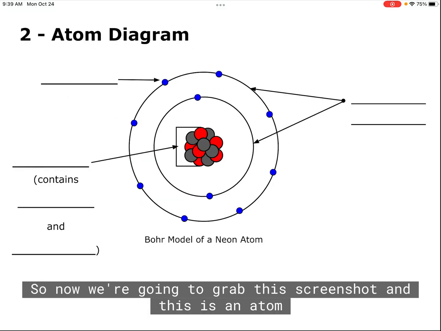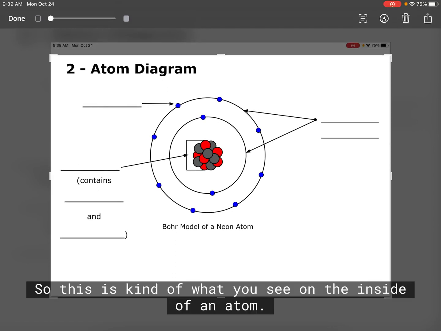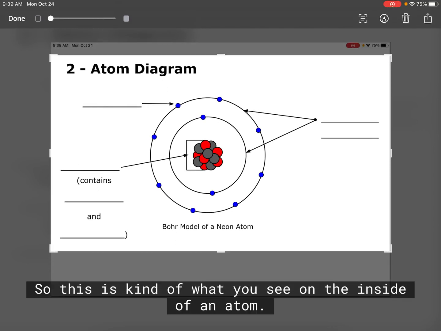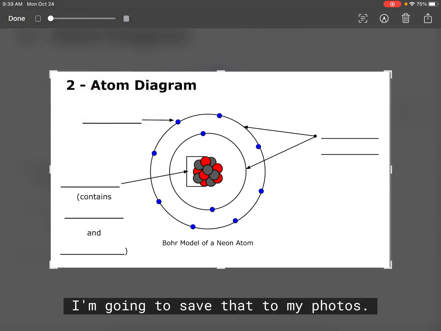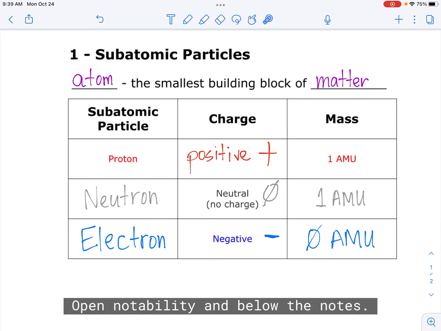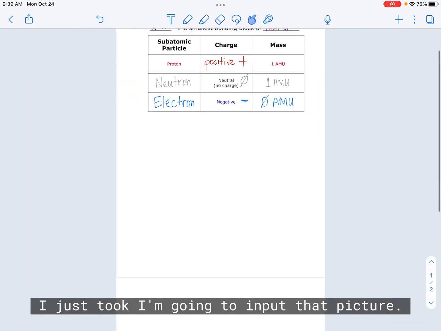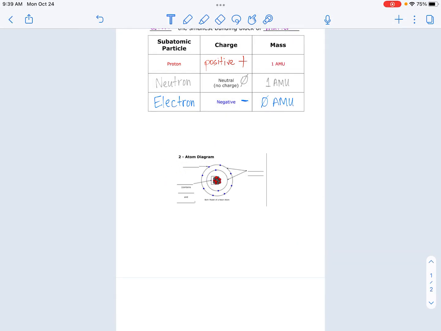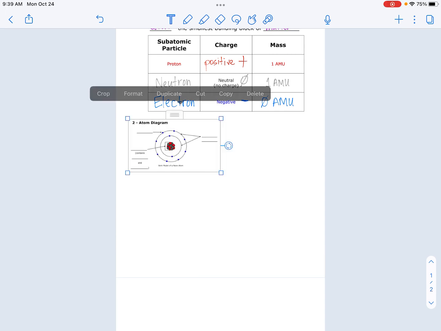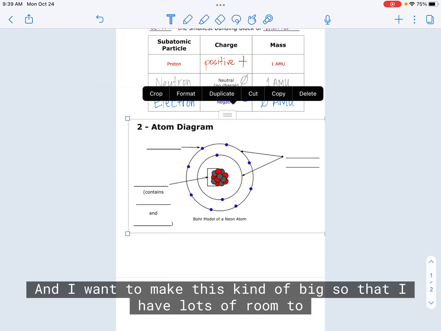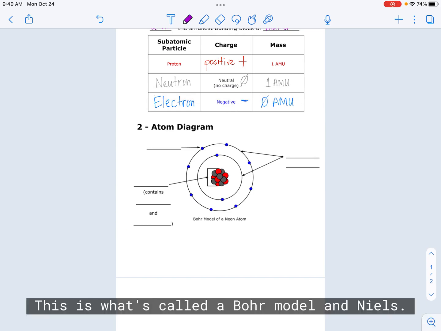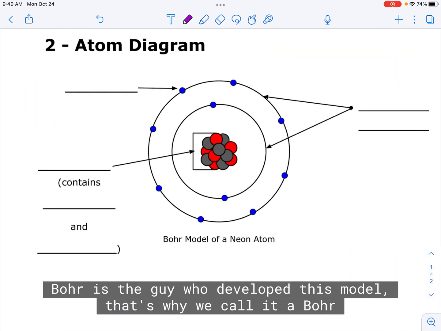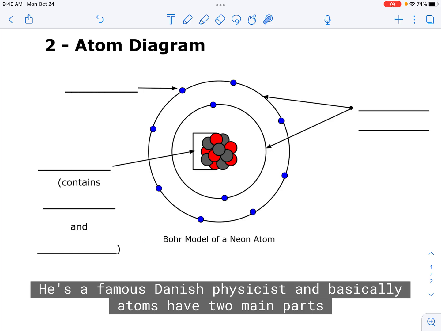So now we're going to grab this screenshot, and this is an atom diagram. So this is kind of what you see on the inside of an atom. So I'm going to save that to my photos, open Notability, and below the notes I just took, I'm going to input that picture. And I want to make this kind of big so that I have lots of room to write. This is what's called a Bohr model, and Niels Bohr is the guy who developed this model. That's why we call it a Bohr model. He's a famous Danish physicist.